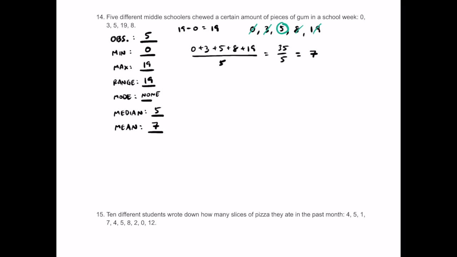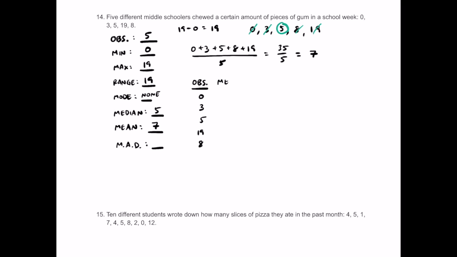Okay, so now that we have the mean, we're going to go ahead and do the last part, which is the MAD. This one takes the longest, I know. It's a little bit tedious to do, so let's just get started. For the observations, again, I like making a table. It usually helps organize. Let's do 0, 3, 5, 19, and 8. Those are all our observations.